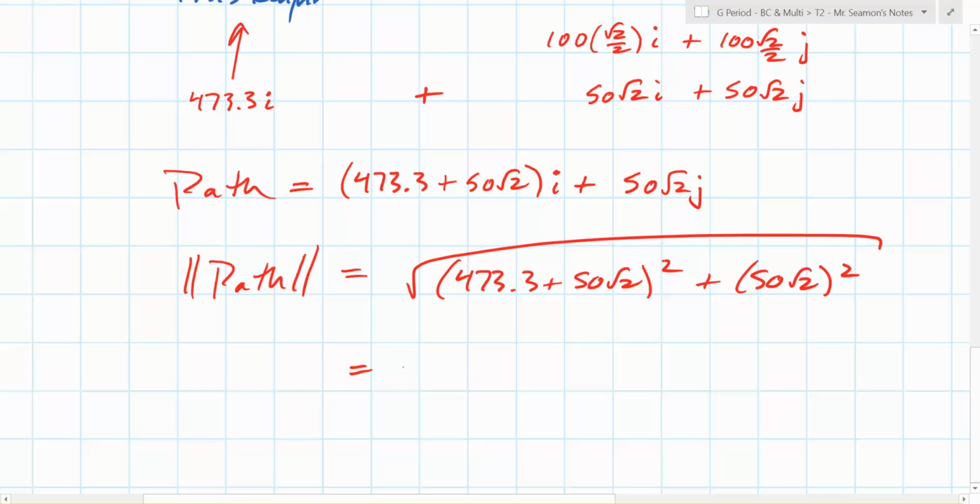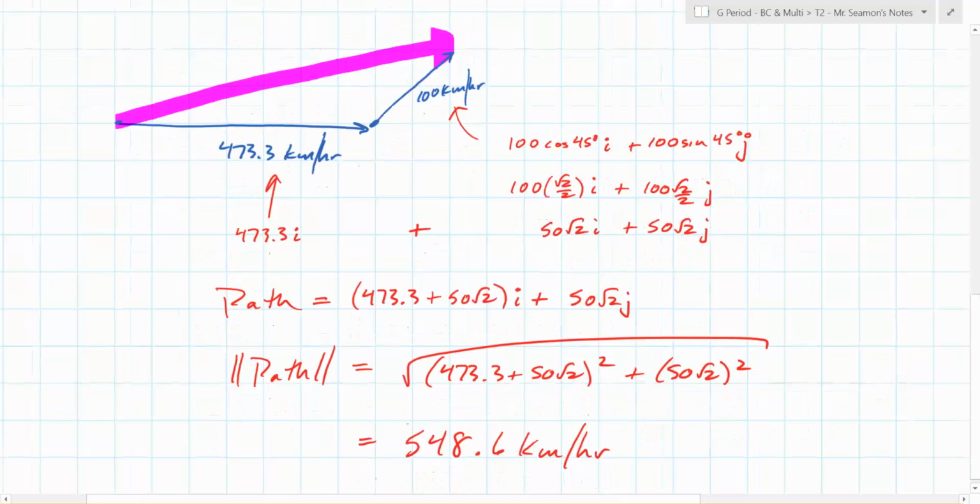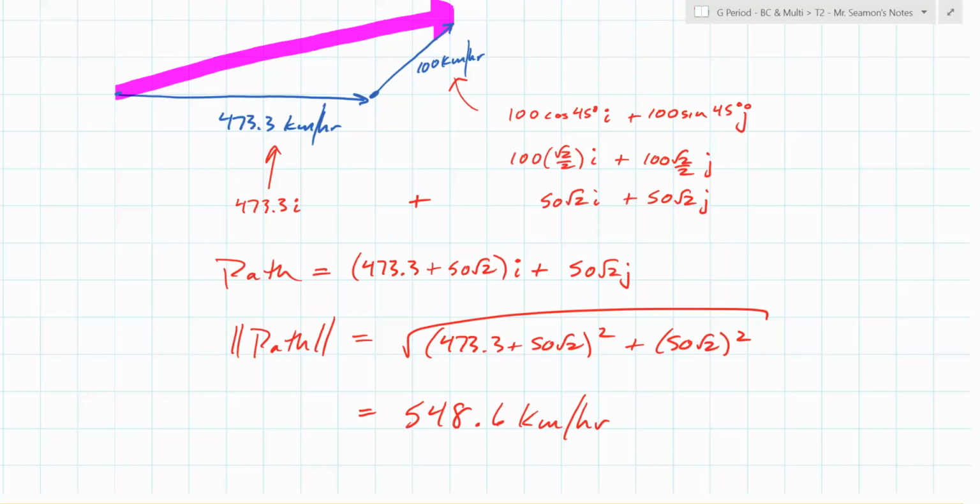Anybody have it? I think it's 586. The ground speed. So that's the magnitude of the path vector. Does it make sense that it's larger than 480? Why should it be larger than 480? Because the wind's still blowing to the east. Yeah, it's still working with the plane to a certain degree. Exactly.